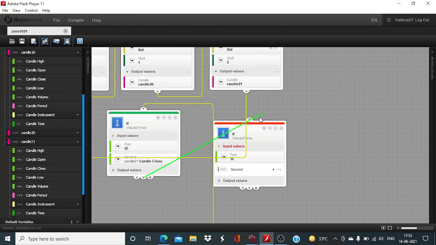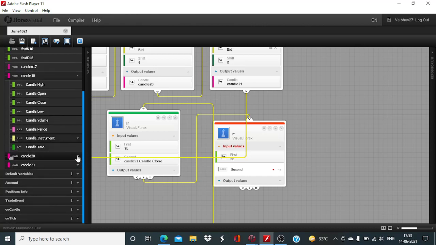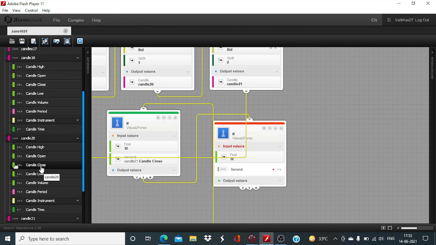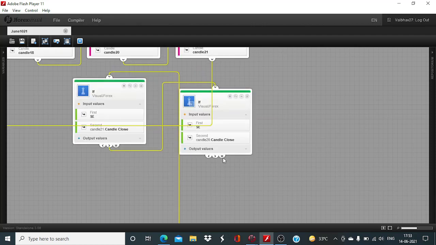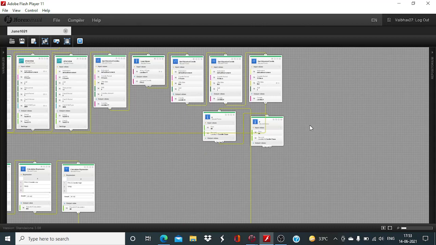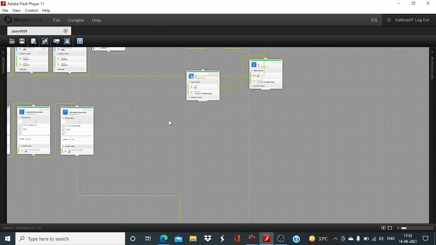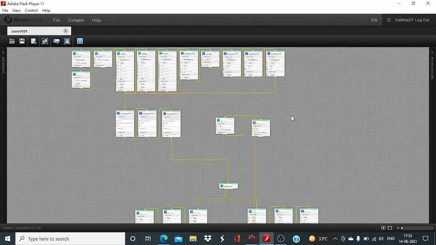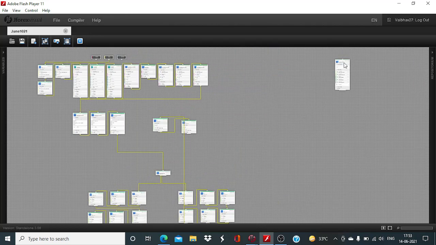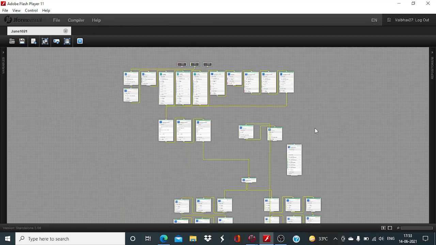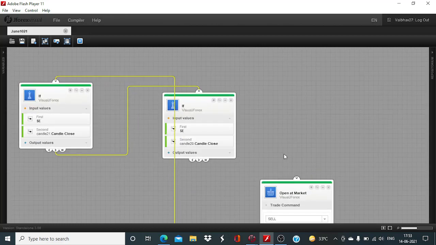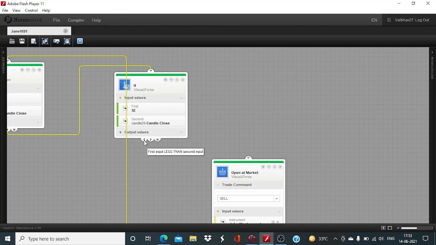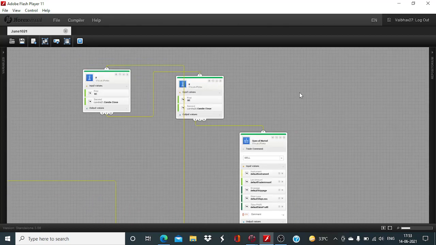First input greater than second input, and here first input less than second input. After these conditions, we can join the trade command block. First input less than second input.